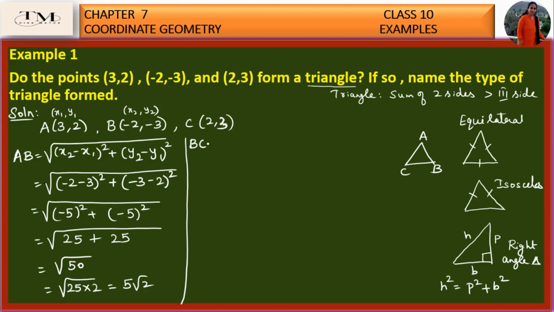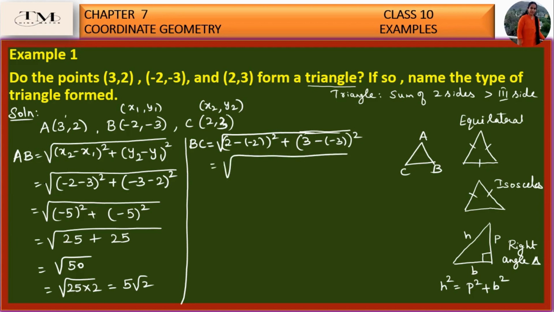Next we have to find BC. When we go to BC, this becomes the first coordinate x1, y1 and this becomes x2, y2. So it is the square root of (x2 minus x1) whole square, that is 2 minus (-2), plus (y2 minus y1) whole square, where y2 is 3, minus (-3).